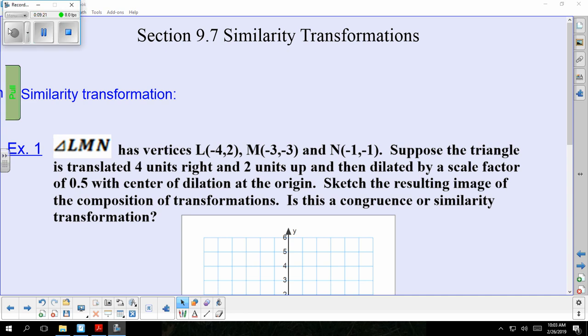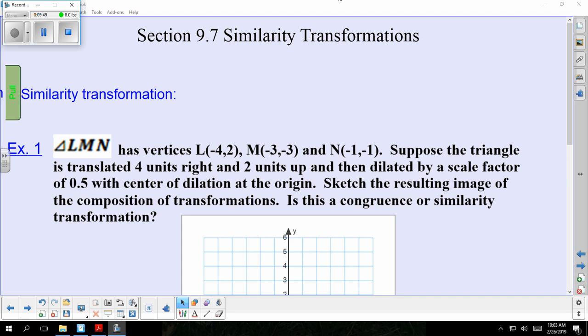All right, continuing on. 9.7 is on similarity transformations. So we looked at congruence transformations in 9.5, where we did a composition of rigid motions. So when we combine translations with reflections or rotations, or any combination of those three, we found that we could prove two figures are congruent to each other. Just as we learned in chapter 7, we can prove figures are similar too.